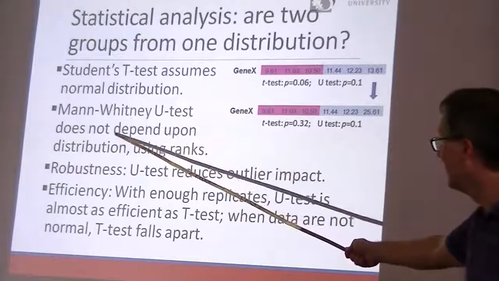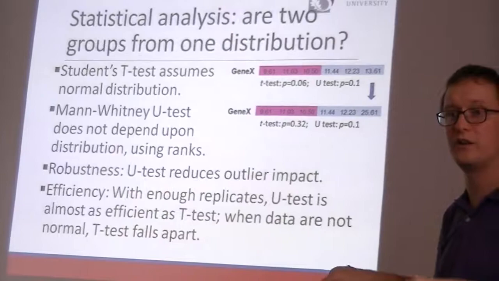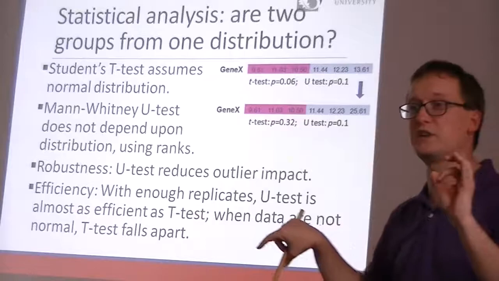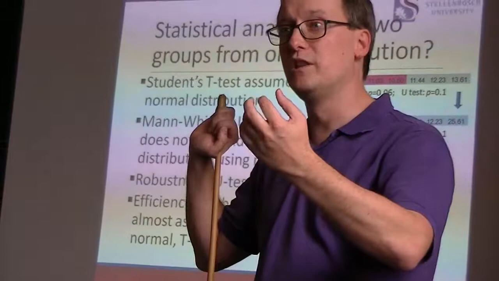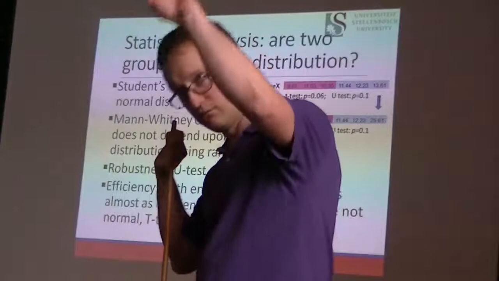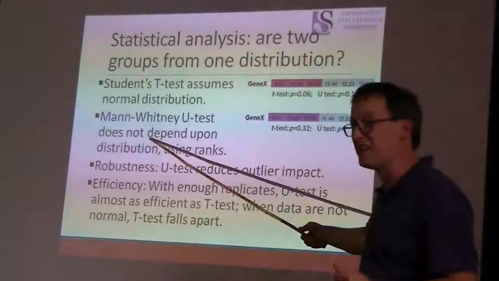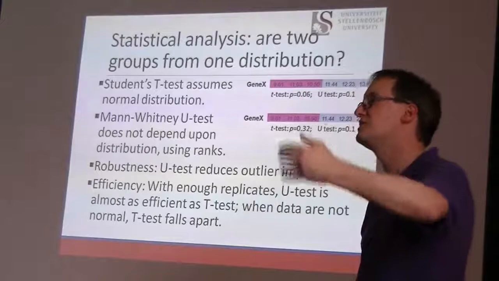The Mann-Whitney U-test is also a test to evaluate whether they come from one distribution or not. But it's non-parametric. Non-parametric in this case means that we do not assume that the variation follows one of these nice, comfortable patterns like the normal distribution. So Mann-Whitney is more robust, but Student's t-test is somewhat more efficient. It's able to use the information a little bit better than the U-test can.